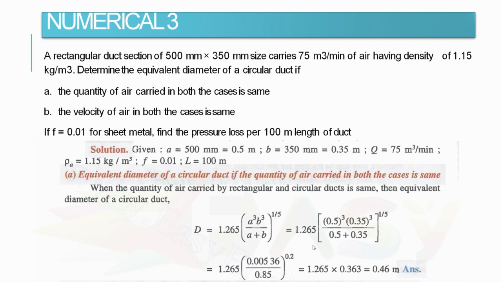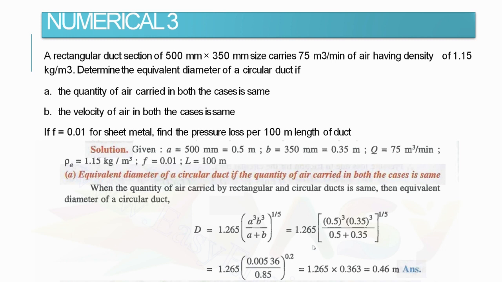Determine the equivalent diameter of the circular duct if the quantity of air carried in both cases is same and if the velocity of air in both cases is same. A similar concept we have seen in our previous video, which you can find in the description box. Now here we have to simply put the formula and find the equivalent diameter of the circular duct.